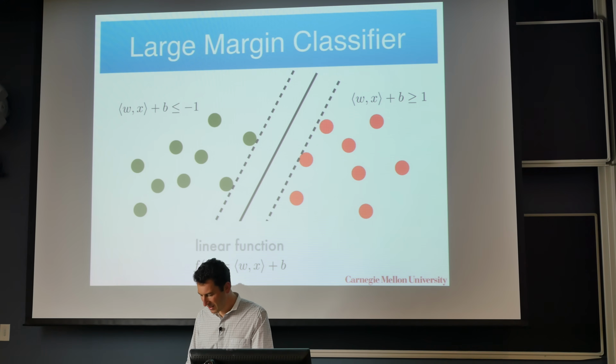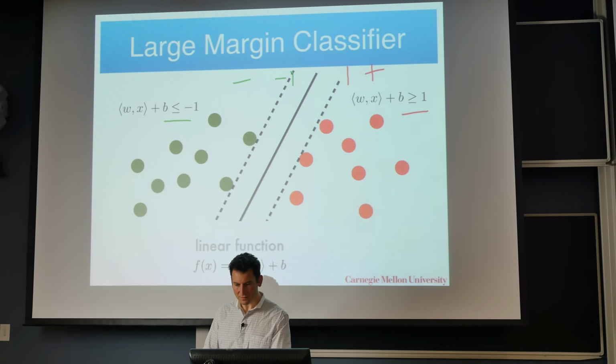Let's see. So here's the math. We basically find some linear function f(x) = w·x + b. What happens is that it has to be greater than or equal to 0 here, and less than or equal to -1 over there. Actually, here it needs to be negative, there it needs to be positive. Without loss of generality, I can set this boundary to be 1 and -1 respectively. When I do this, that's a large margin classifier.